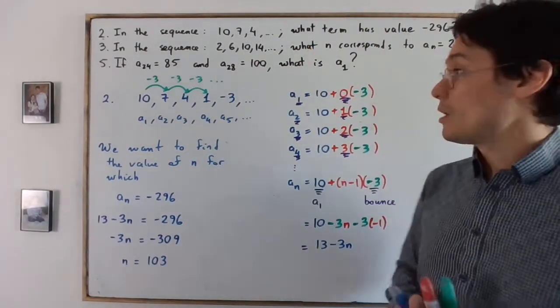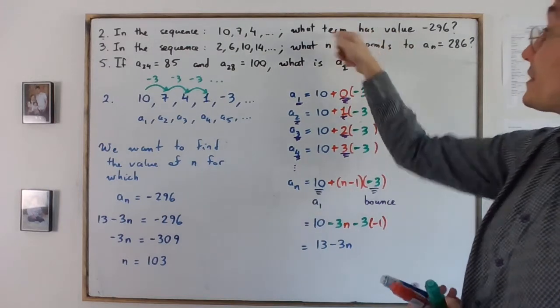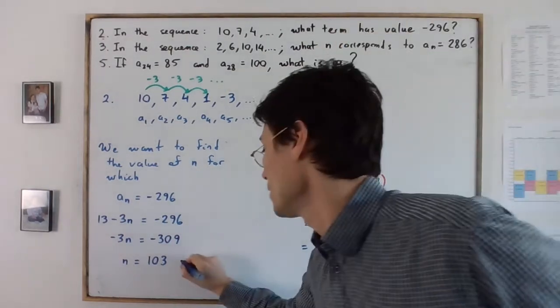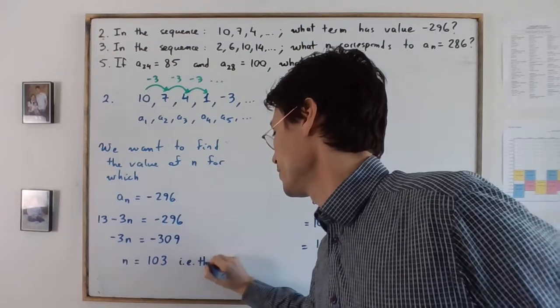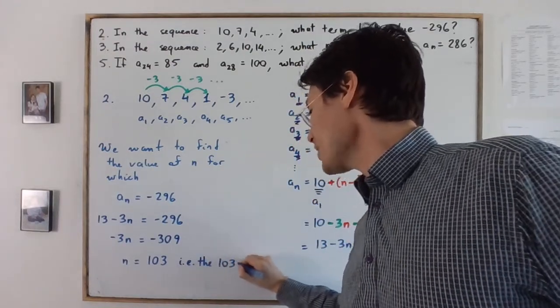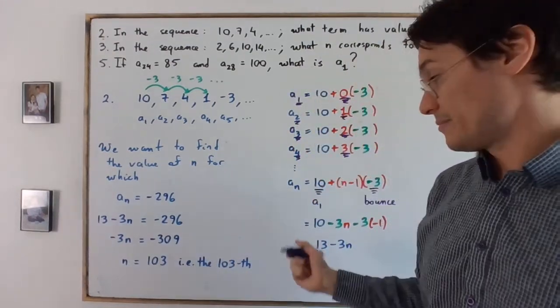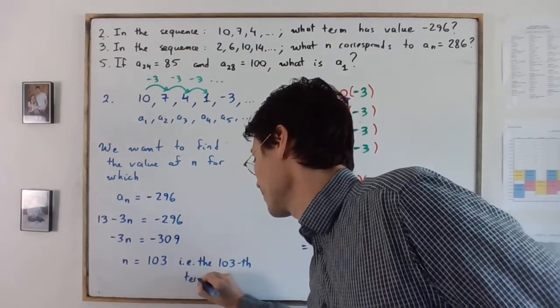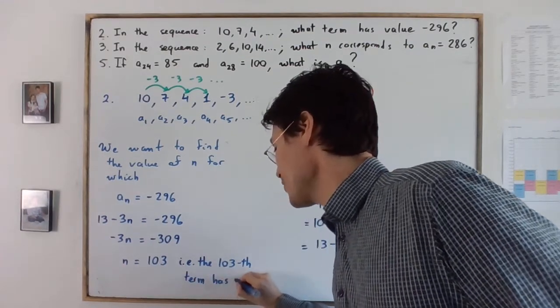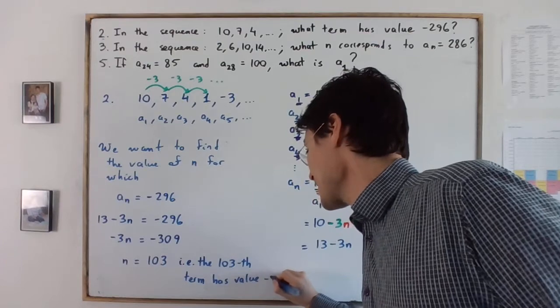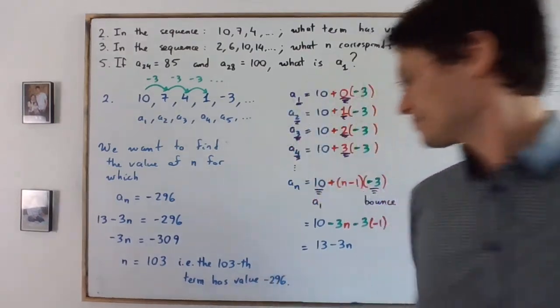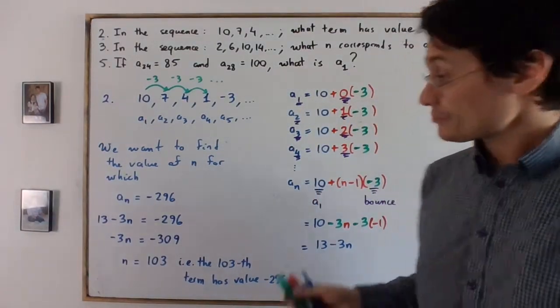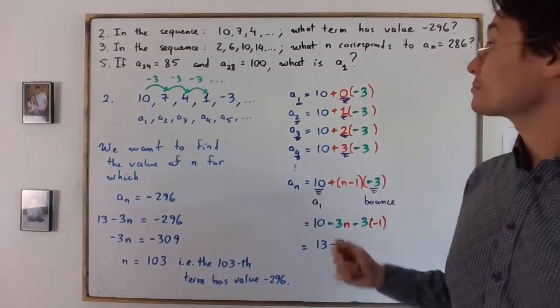All right, so this is what term has value. So the 103rd term has value negative 296. So this is for number 2.